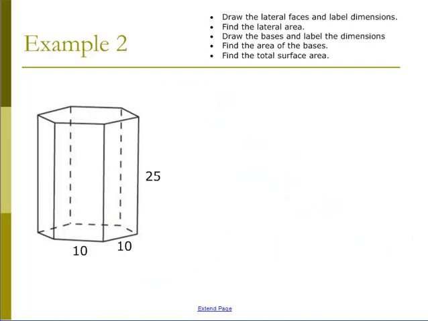Alright, we got a hexagon here. 6 sides, meaning there are 6 lateral faces. So the lateral area is 6 of 10 times 25. So go ahead and multiply that out. 10 times 25 is 250. Multiply that by 6, you get 1500.